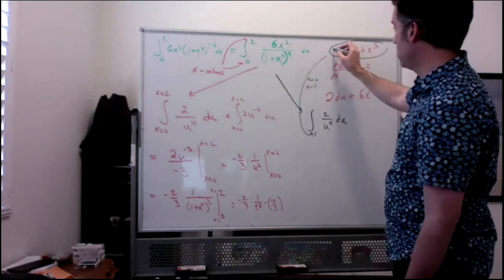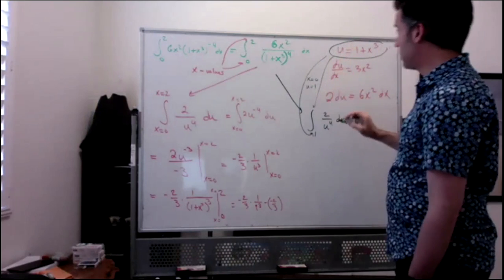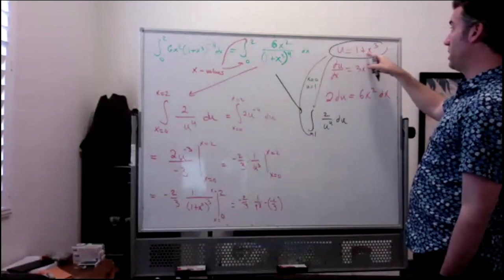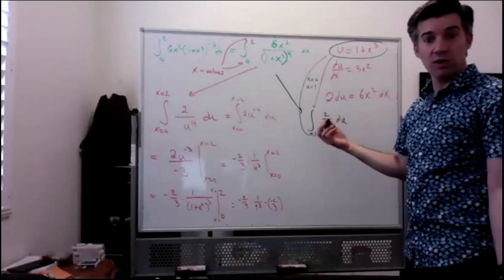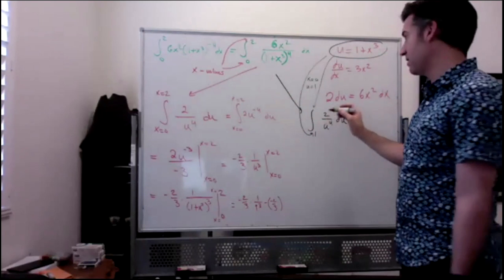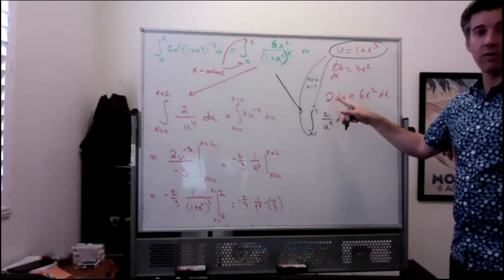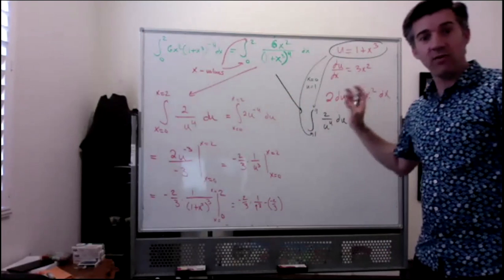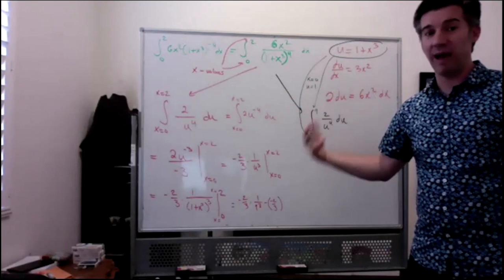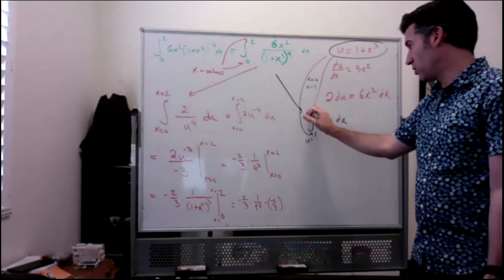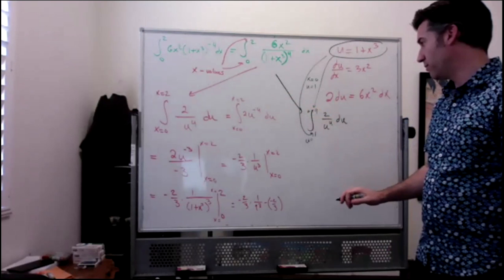And similarly, if x is equal to 2 at the top, u is equal to 1 plus x cubed, so u is equal to 1 plus 2 cubed, which is 1 plus 8, which is 9. And those are u values. So now, after we anti-differentiate, we don't have to change back to the variable x. We can just plug in u equal to 9 and u equal to 1.